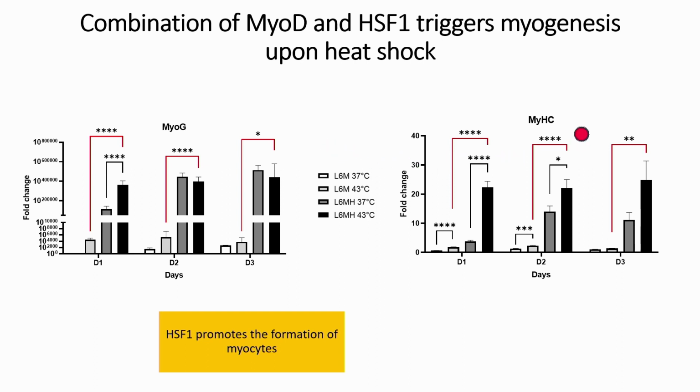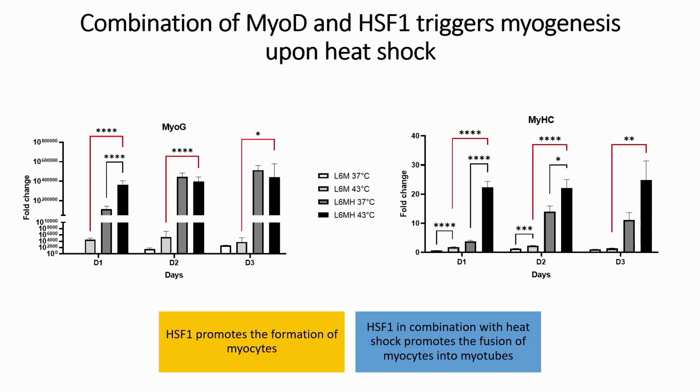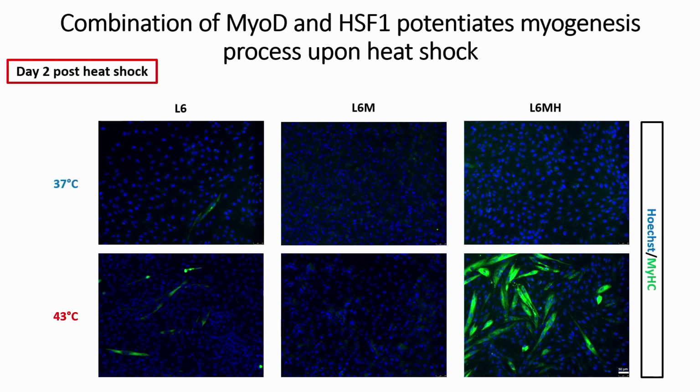Regarding myosin heavy chain, which is the marker of the myotubes, we saw that we do have an induction in the Isccm cell line upon heat shock, but this is particularly evident for the Isccmh cell line upon heat shock. So we concluded that HSF1 in combination with the heat shock promotes the fusion of the myocytes into the myotubes. And we confirmed this by analyzing the protein levels.